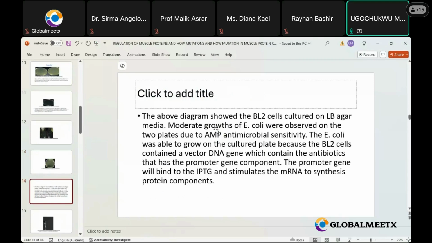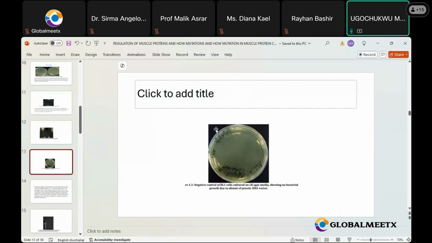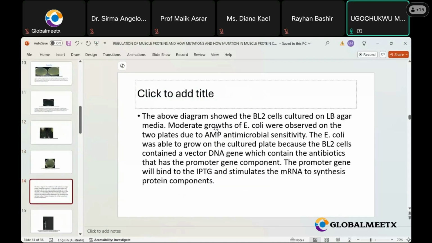The next slide describes the two slides. The above diagram shows the BL2 cells cultured on LB agar media, which was this slide. Then this is the description of the cultured media plate. Moderate growth of E. coli was observed on the two plates due to ampicillin antimicrobial sensitivity.